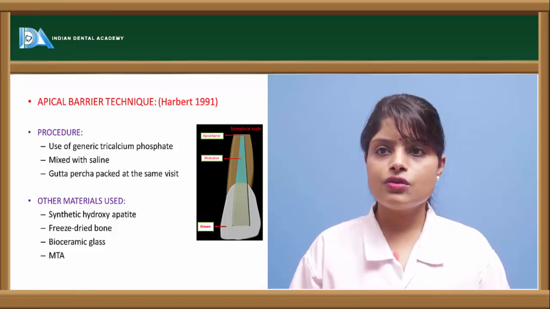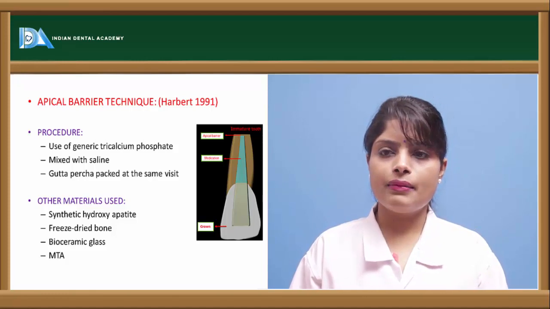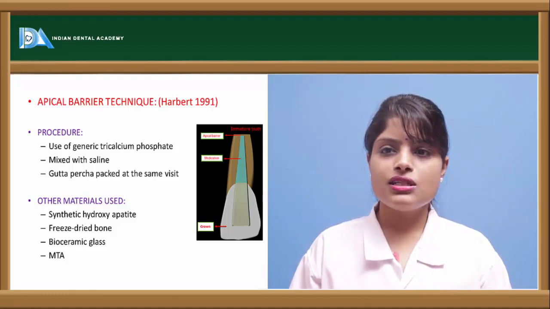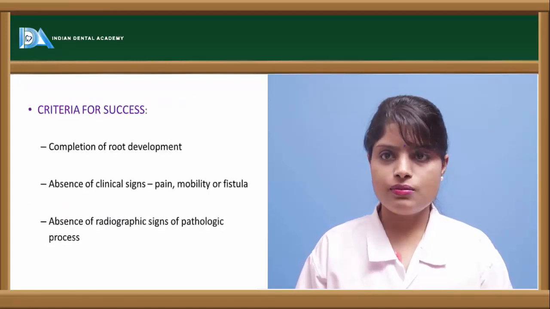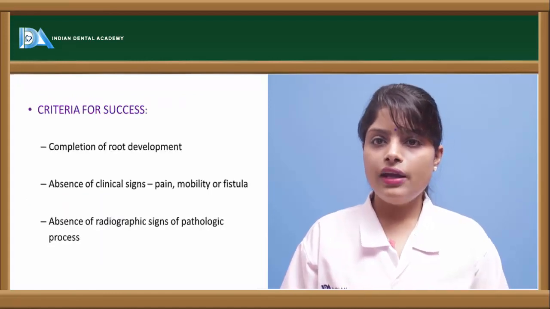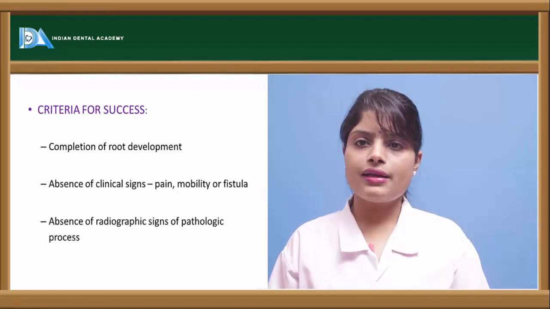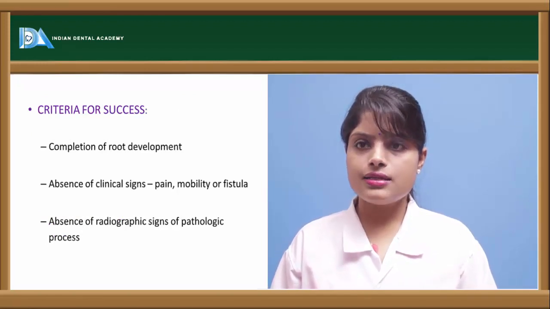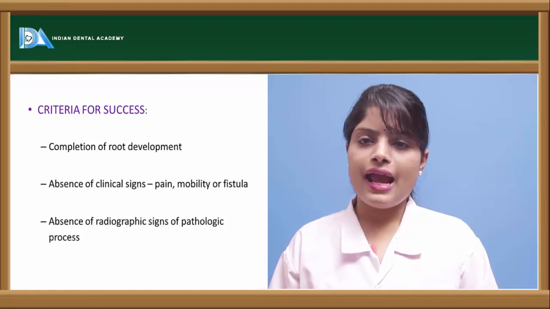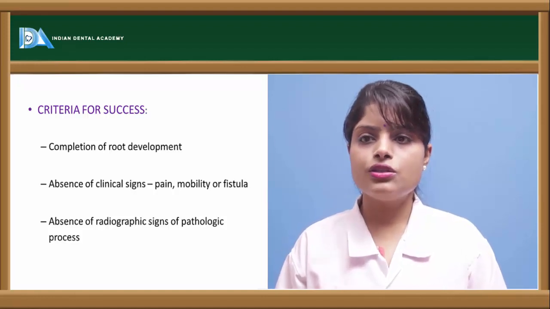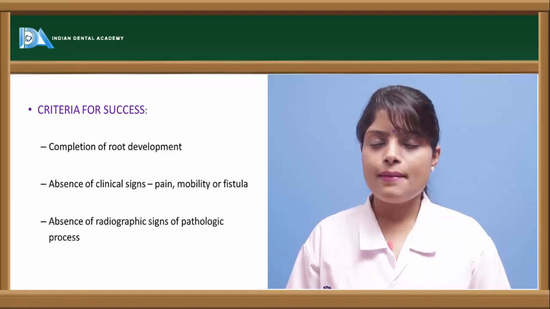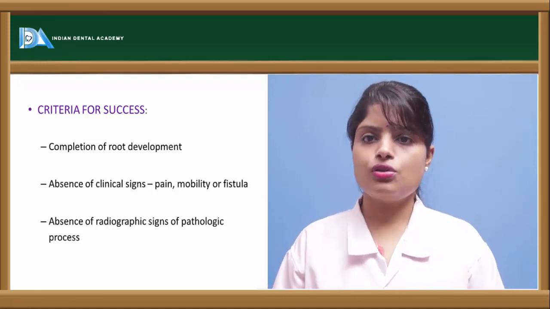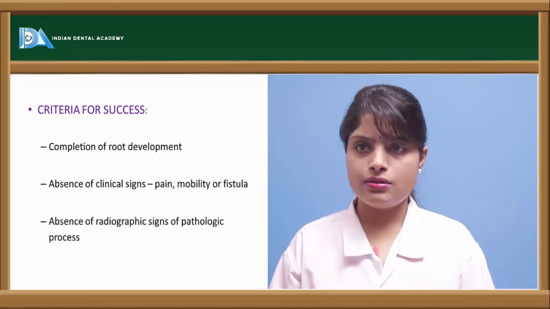Some other materials which are used for the apical barrier technique are freeze-dried bone, the bioceramic glass MTA and the hydroxyapatite. The various criteria for the success of apexification is complete root development, absence of pain, mobility or fistula, and absence of radiographic signs of any pathological resorption or any abscess.